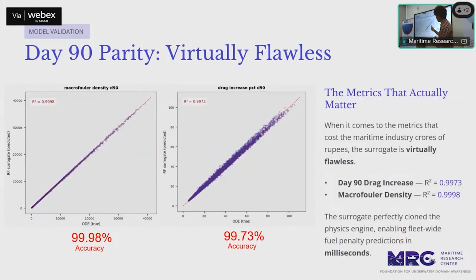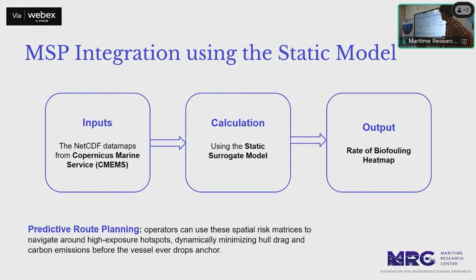So our model is working very well for the 90-day predictions, and it is almost working flawlessly. These are the R square values of the drag increase and macrofouling densities. So I wanted to integrate this static model. There's a static model and there's a dynamic model. I'll explain that. The static model is basically for the ports.